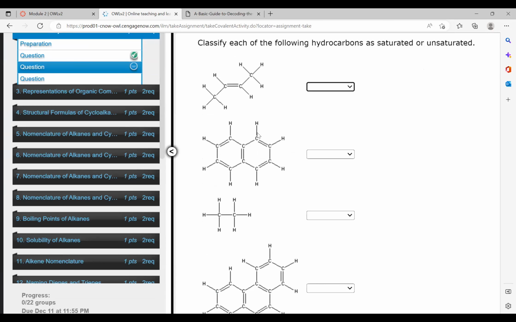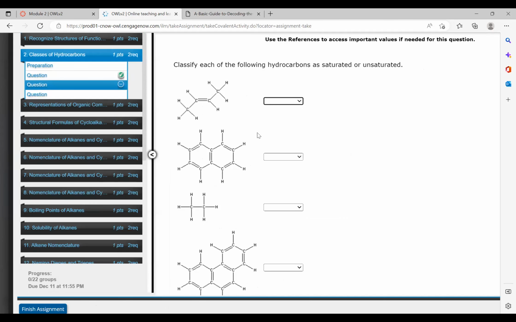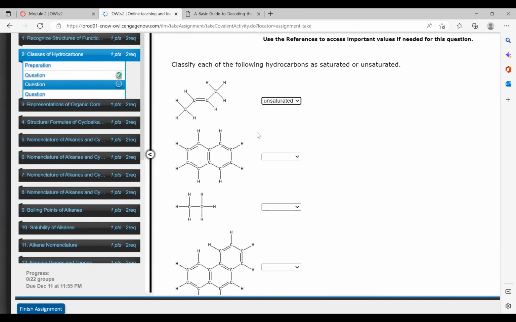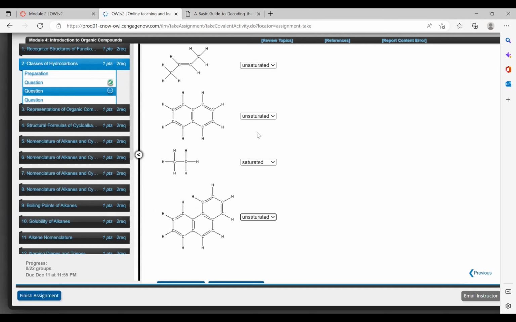All right, for the next group, we want to say whether it is saturated or unsaturated. Remember, saturated has only single bonds. Unsaturated will have double or triple bonds. So if you see a double bond somewhere, unsaturated. If you see a double bond, unsaturated. Only single bonds, saturated, and double bonds, unsaturated.